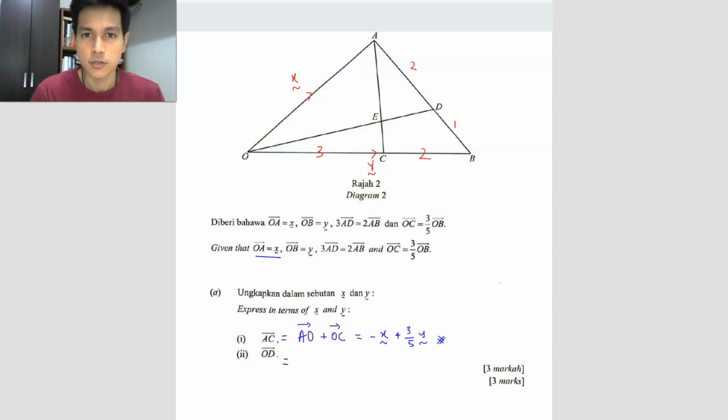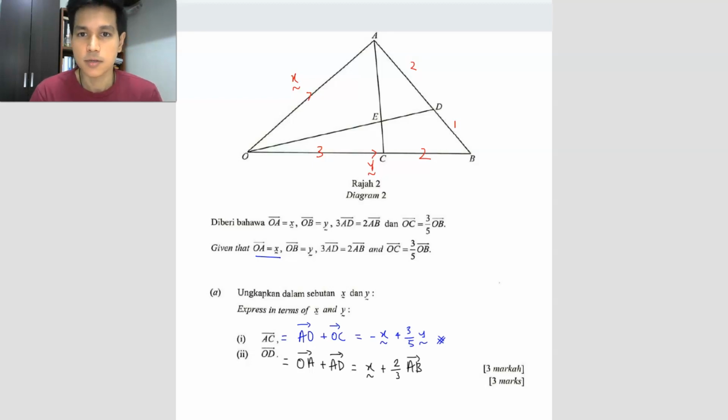So what's your equation for OD? O to D. So I can either go up this way or you can go this way. Okay, both ways work, but I'm going to use the top method. So it's OA plus AD. Okay, so OA, the vector is X plus, so AD is what? AD is 2 out of 3, right? So it's 2 over 3 of AB. Okay, 2 out of 3 of the entire thing. Entire thing is AB, right? So 2 over 3 of AB.